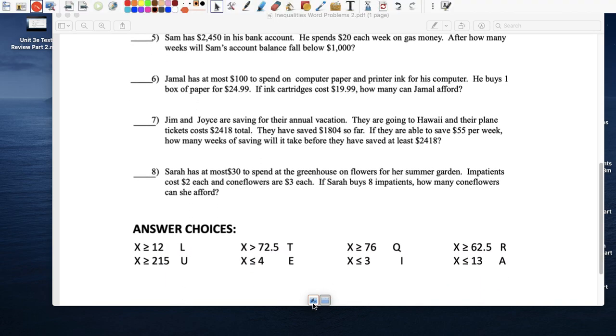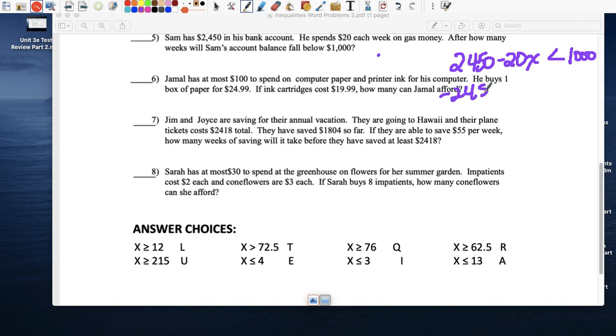All right, 5. Sam has that much money in the account. He spends $20 each week. After how many weeks will Sam's account fall below 1,000? So you have this much money, and every week you're losing 20x, 20 times the number of weeks. And then we want to know when this is going to be under, not equal to 1,000, but under 1,000. And that's your inequality.